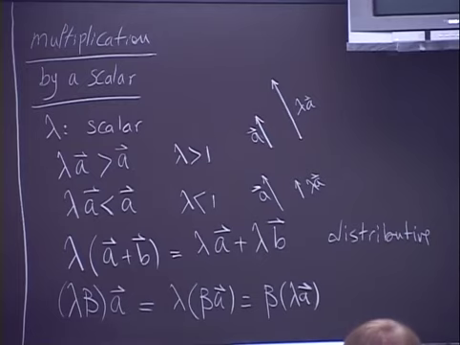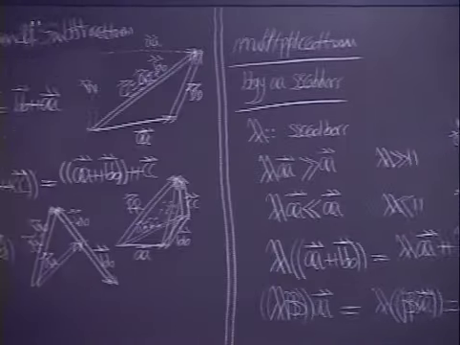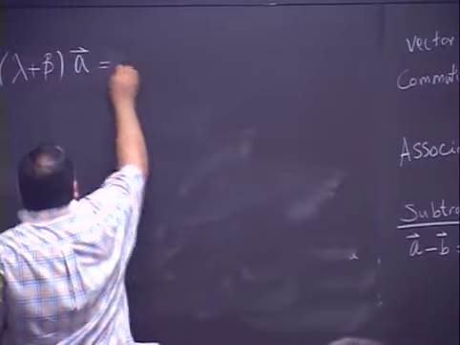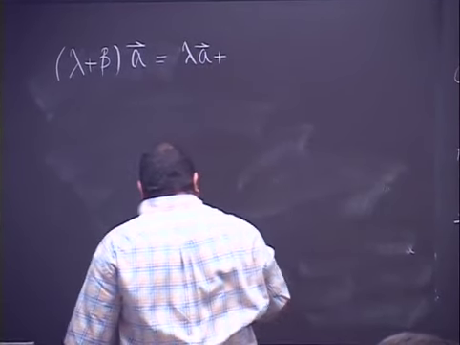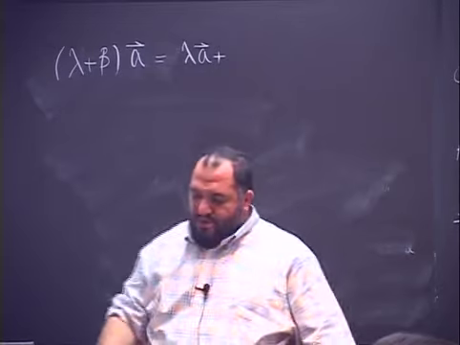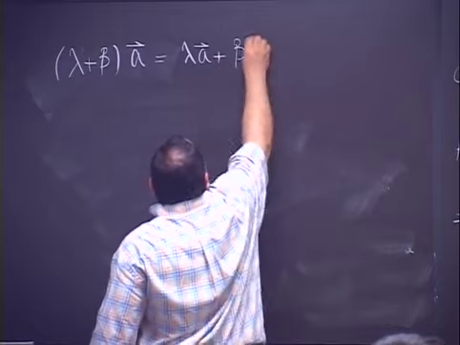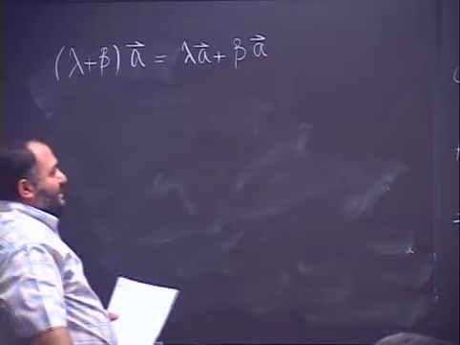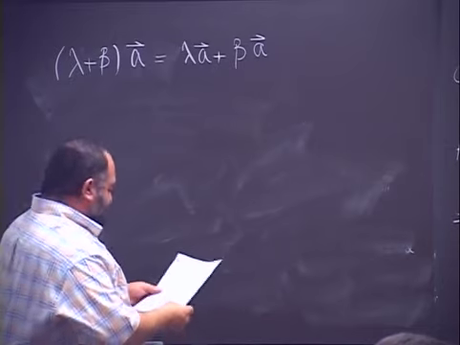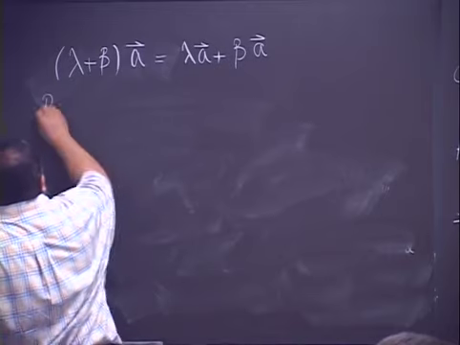If we have lambda plus beta all multiplied by the vector A, this will give us lambda multiplied by the vector A plus beta multiplied by the vector A. So this will lead us to the next step, defining what we call the ratio theorem.